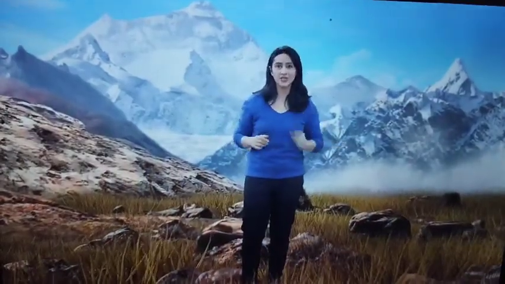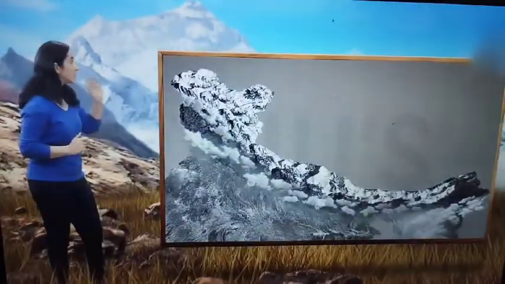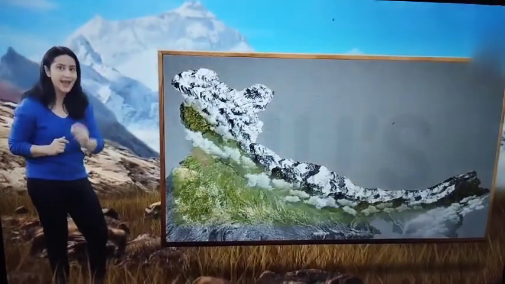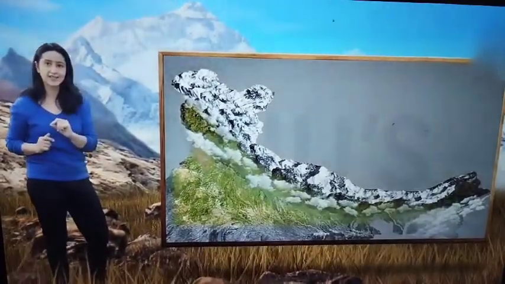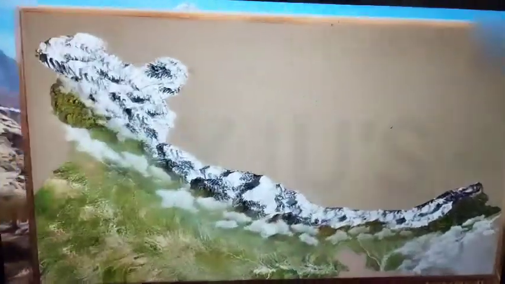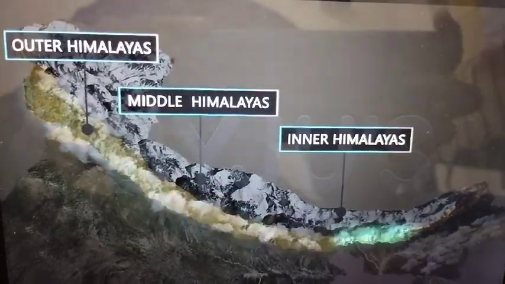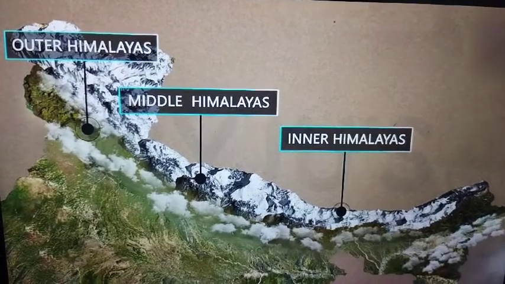There are several ranges in the Himalayas, some continuous, some broken. The Himalayan mountains are divided into different ranges based on two extents, the north-south extent and the east-west extent. First, let's understand the north-south extent of the Himalayas. There are three parallel ranges known as the Inner Himalayas, the Middle Himalayas, and the Outer Himalayas. Let's look at each of them in detail.